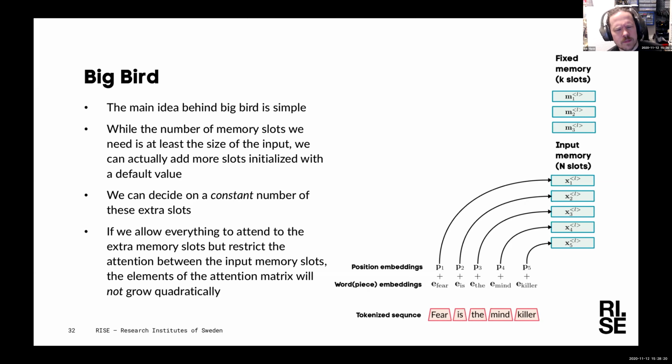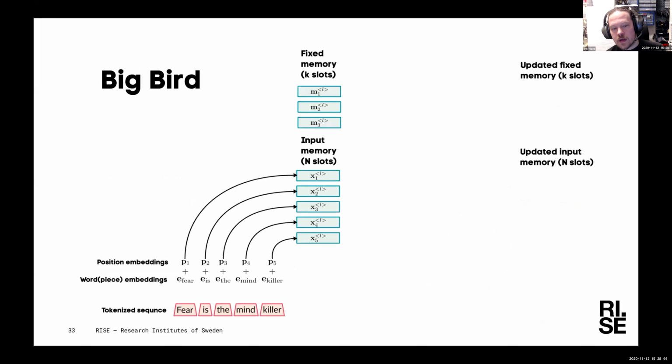Sorry, I forgot the name of it. But there was a parallel work where they do almost the exact same thing. The idea is that we add a fixed number of memory slots, so this will not depend on the input size. And then we have a peculiar pattern between how these memory slots and our input memory slots interact.